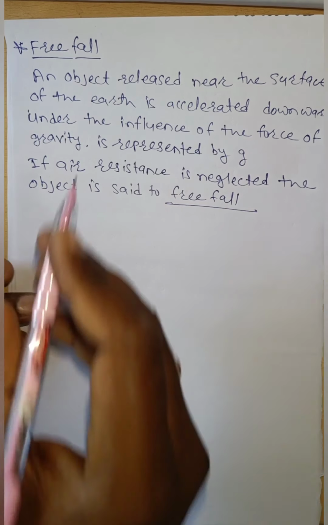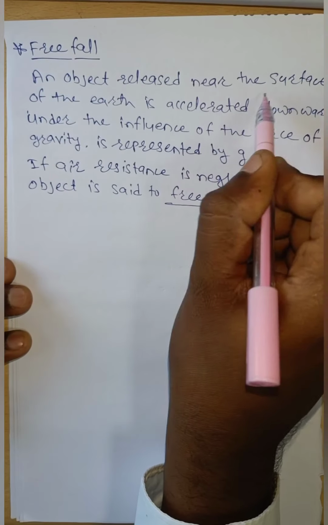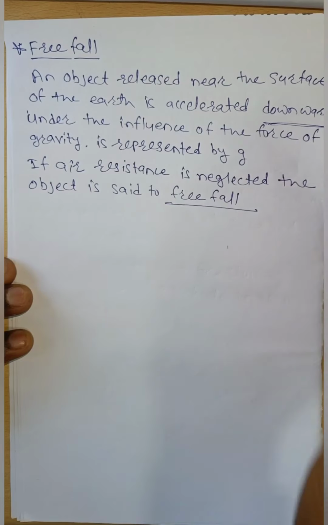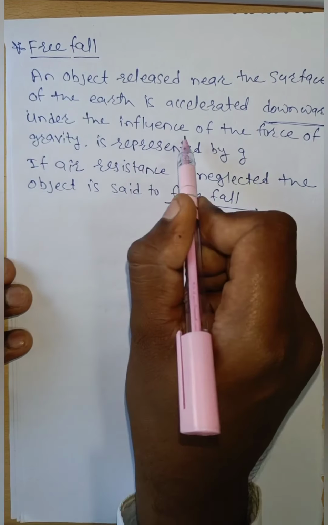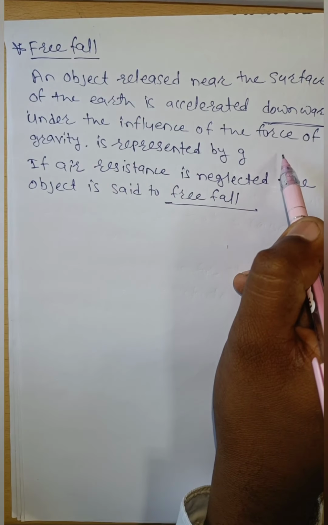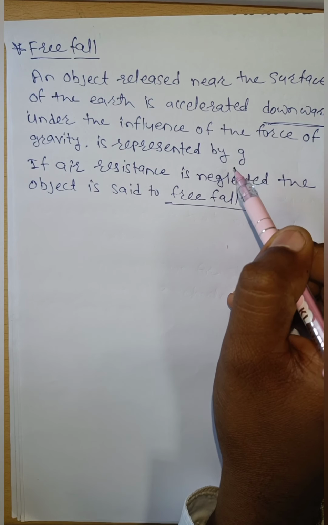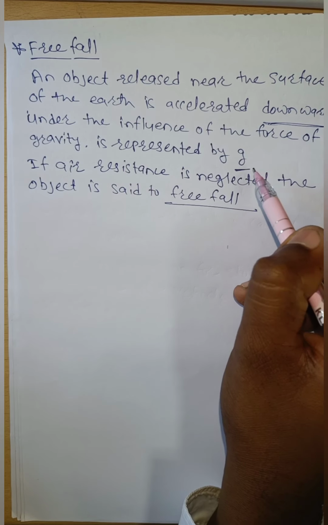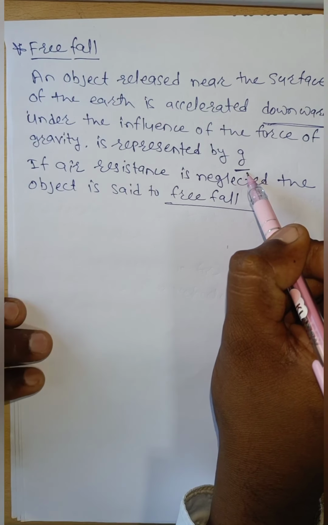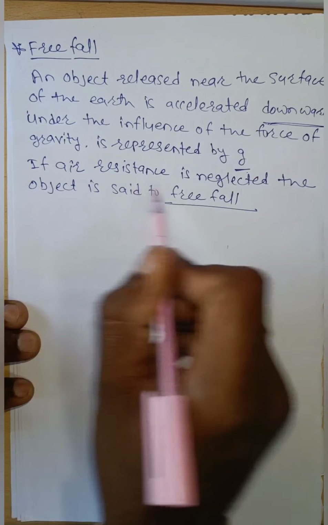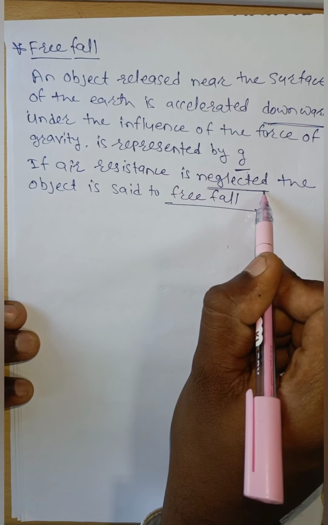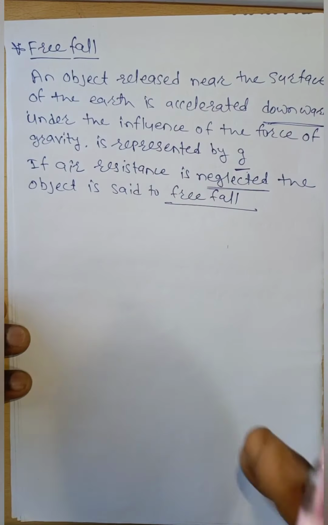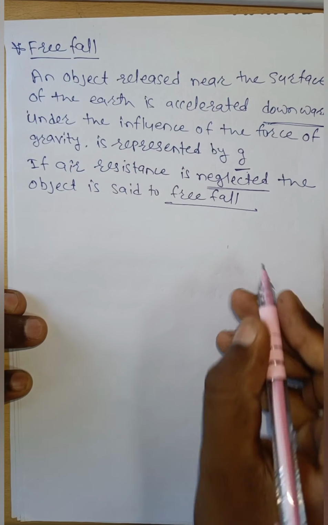Next point, free fall. An object released near the surface of the earth is accelerated in a downward direction under the influence of a gravitational force, that is, the force of gravity. The force of gravity or acceleration due to gravity is represented by g. In that case, if the air resistance is neglected, then the object is said to be in free fall.